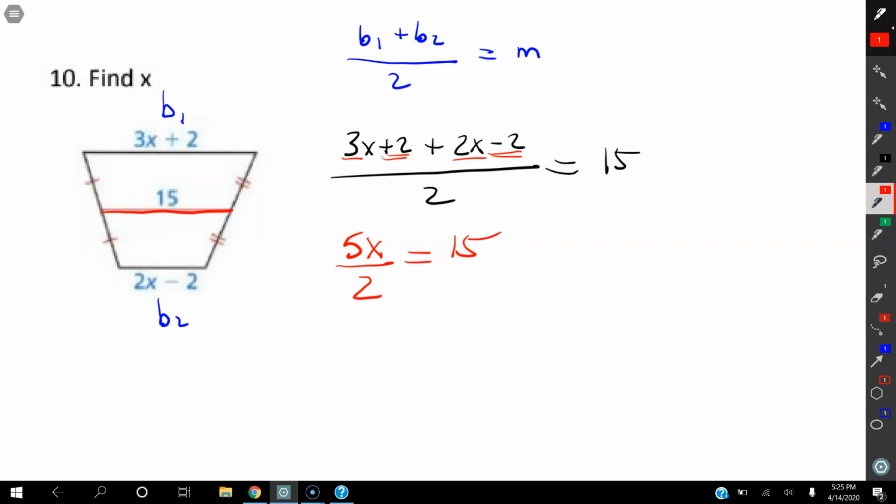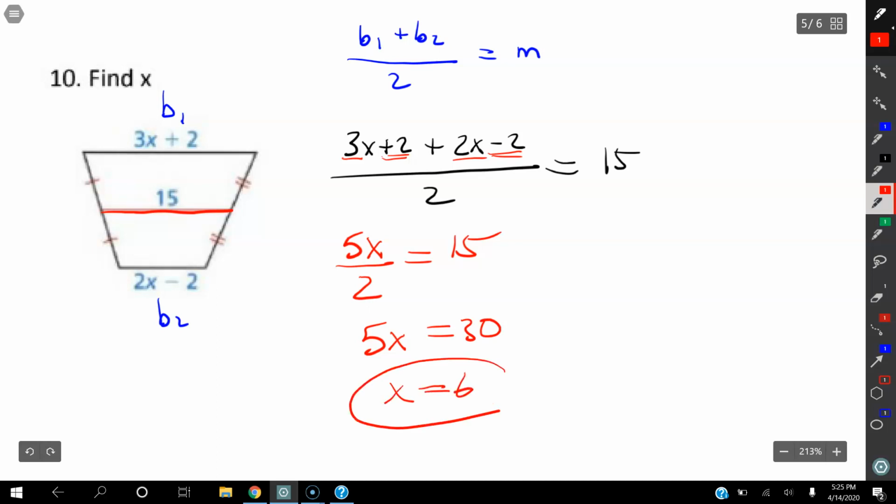Multiply both sides by 2, and you get 5x equals 30. And divide, and you get x equals 6, which is what they wanted, find x. So I know that I'm done on this one.